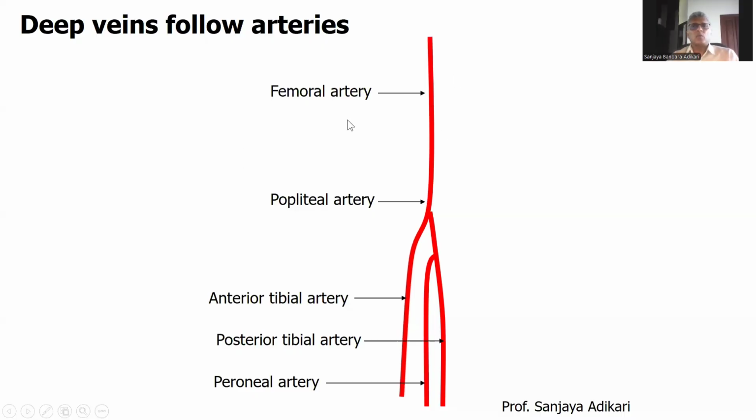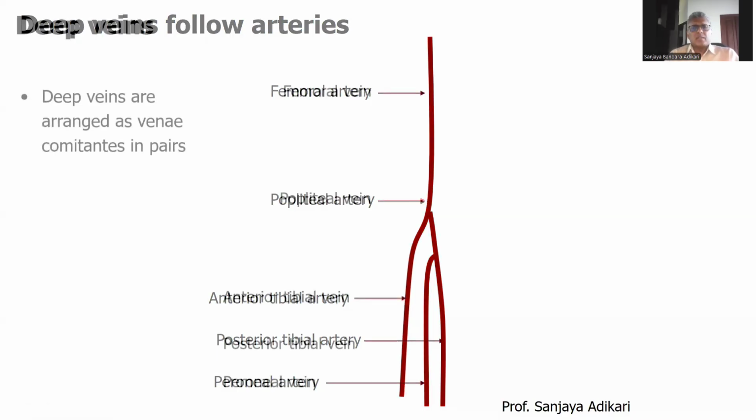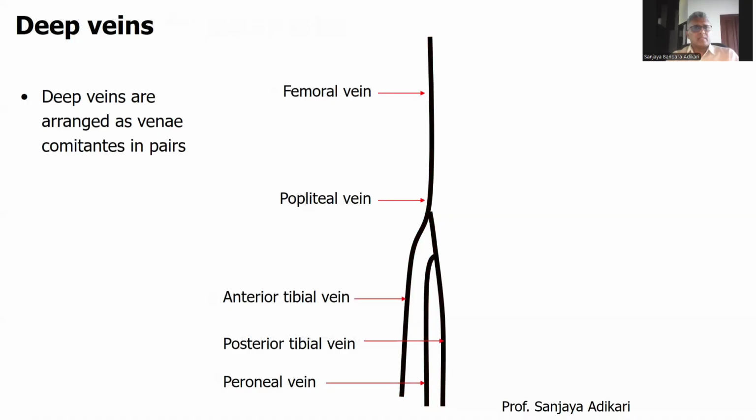Now, of course, you can add the profunda femoris artery, and there's a vein corresponding to that also, which I have missed in this image. So the corresponding veins are these. They bear the same names as the arteries.